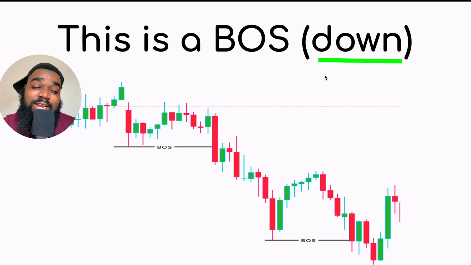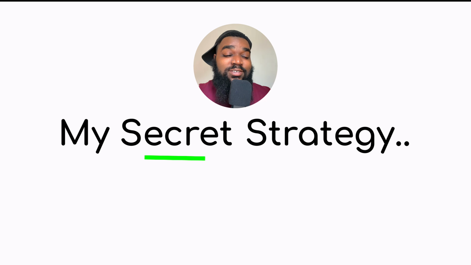Same thing with the down. You got this low, this high area right here, low, break structure. You got a little bit of a high right here, a big old low right here, high right here, low, break structure. Super simple, right?